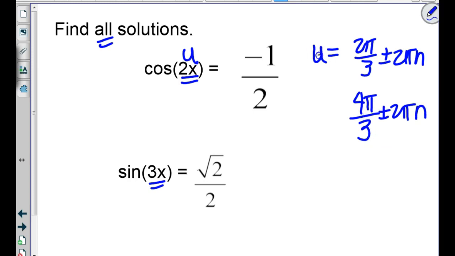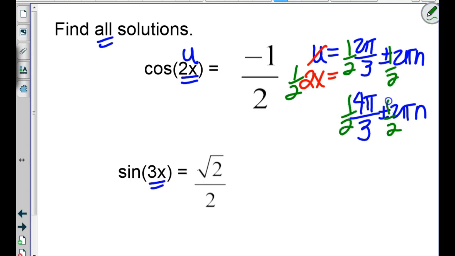Okay. But now what is u really? So what do we still have to do? Yeah. But multiply by 1/2 or divide by 2 to get rid of that 2. You remember this now? Okay. And we're doing this because the 2 is inside here. So we take 1/2, 1/2, 1/2, 1/2, and 1/2. So we're left over here with x equals, what's 1/2 of 2 pi over 3?